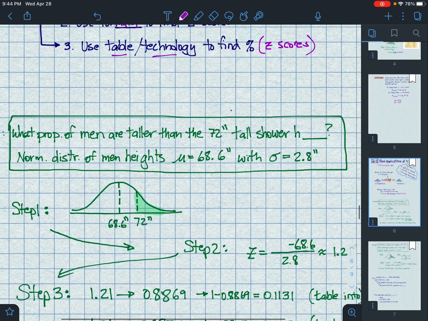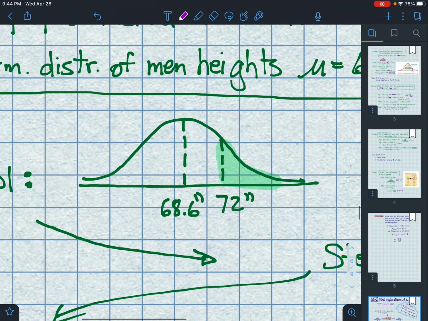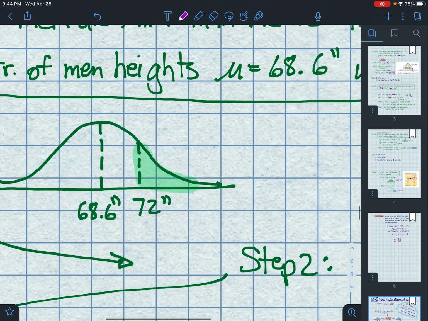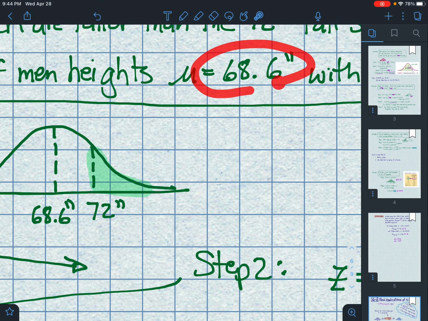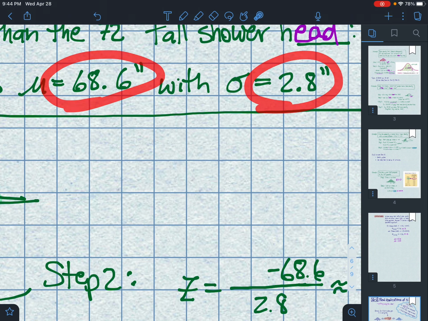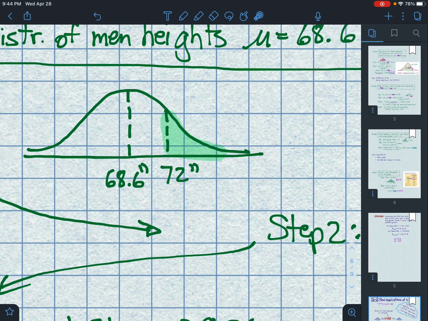So our first example. What proportion of men are taller than a 72-inch shower head? In a bathroom, a shower head is typically installed about 6 feet above the floor, and obviously not all men, or women for that matter, are underneath that. So what percentage of the population are we irritating by installing it at 6 feet high? Here's the graph we need to begin with. Here we have our average height, which is going to be given to you. You don't need to come up with the 68.6 or the 2.8 standard deviation.